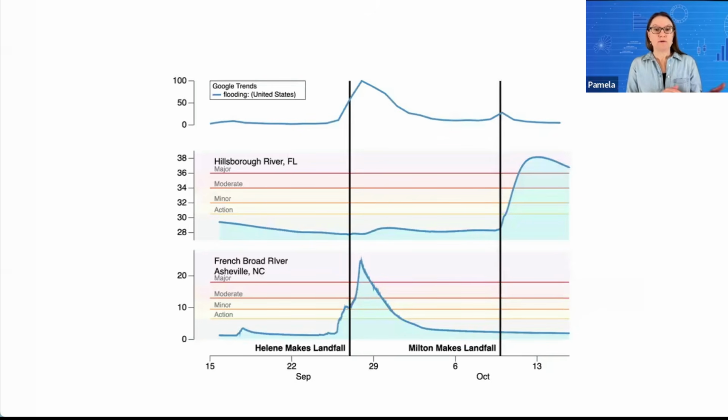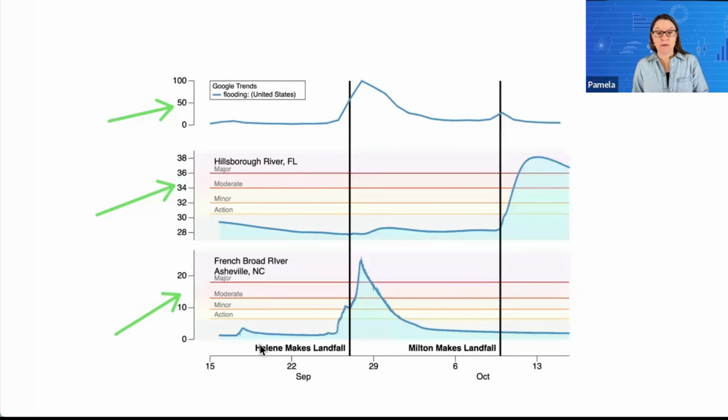Now, the previous graph showed you individual rivers' data separated. But what we want to do is to combine information to make visuals that provide more information on events such as the ones that we're talking about today. So here, for example, I have three different graphs. I actually have a Google Trends graph. This is showing the frequency of the word flooding being searched on Google Trends. I have a graph here that shows us the data for Hillsborough River. And then I have another graph that is showing me the French Broad River in North Carolina.